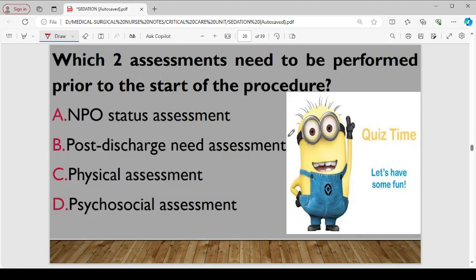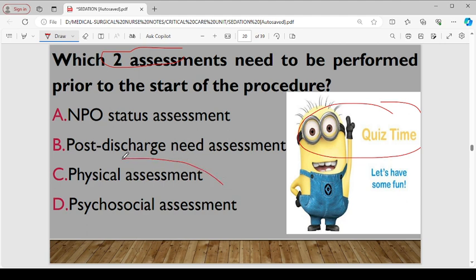Okay guys, time for a quiz again. Which two assessments need to be performed prior to the start of the procedure? NPO status assessment, post-discharge need assessment, physical assessment, and psychosocial assessment. Psychosocial assessment, guys? No, really.